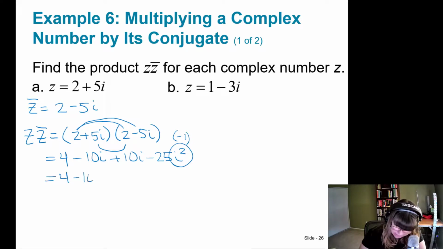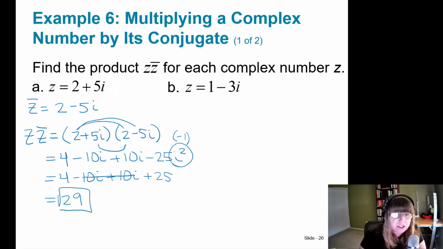4 minus 10i plus 10i plus 25. Now I'm going to combine what I can. Well, 4 plus 25 is 29, and a minus 10i but a plus 10i goes away. Oh, well, that's interesting. I don't have any imaginary component. It's just a real number. Okay, 29. All right, let's try another one.